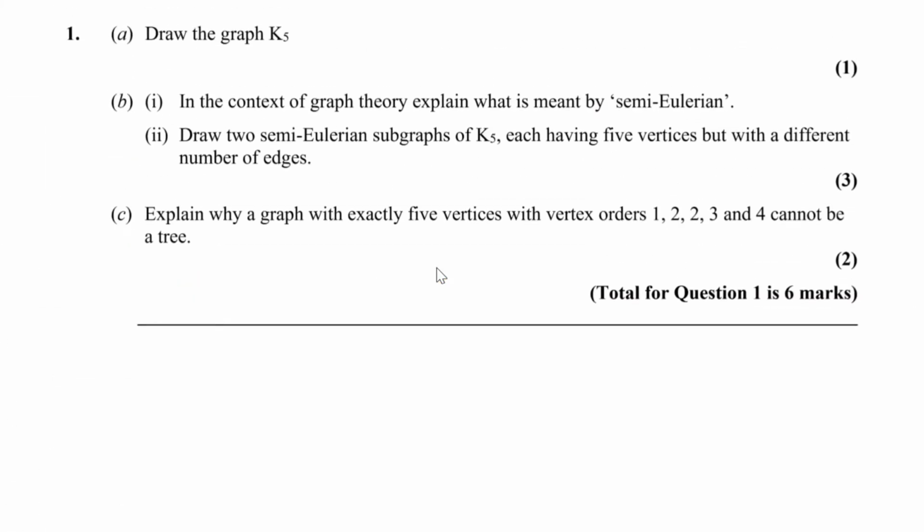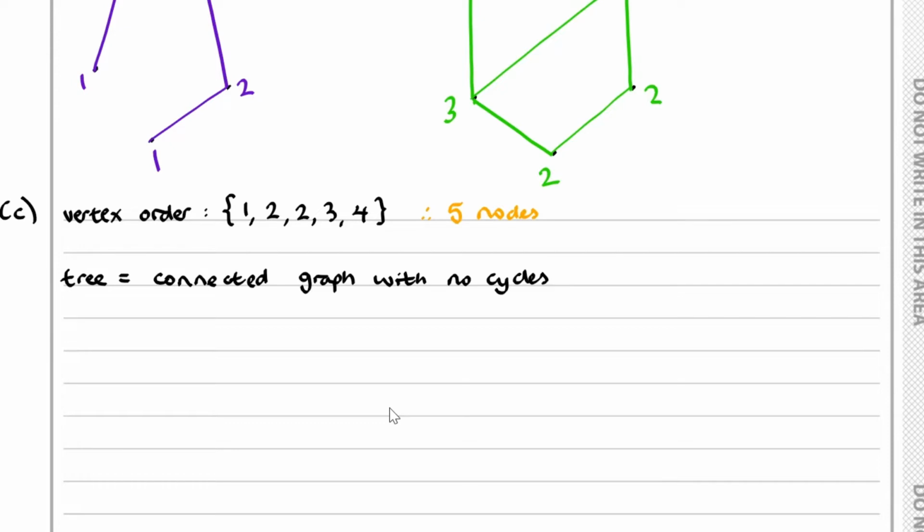And now for part C, we have to explain why the graph with exactly 5 vertices with vertex orders 1, 2, 2, 3 and 4 cannot be a tree. Okay. So we're told in the question that we've got a graph with orders 1, 2, 2, 3 and 4. We see that we have in total 5 nodes. And just as a reminder, the definition of a tree is a connected graph with no cycles.